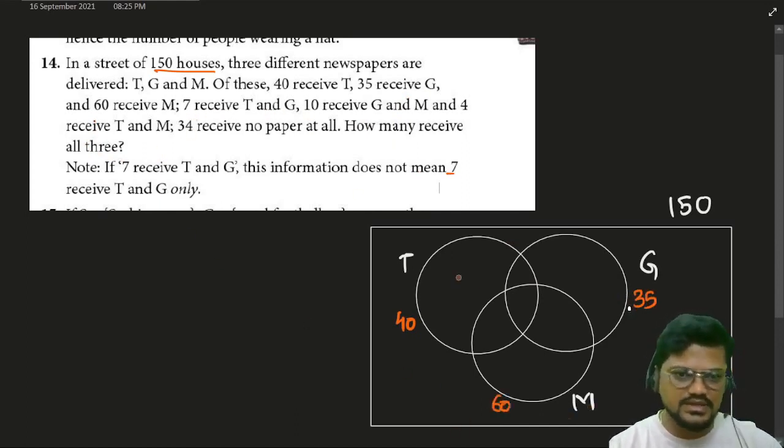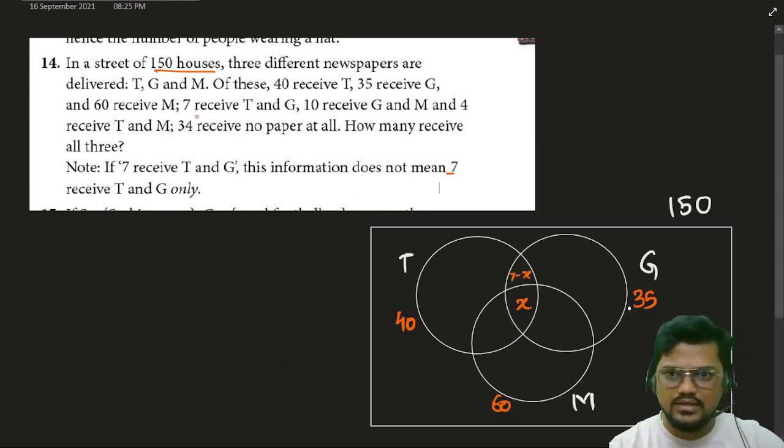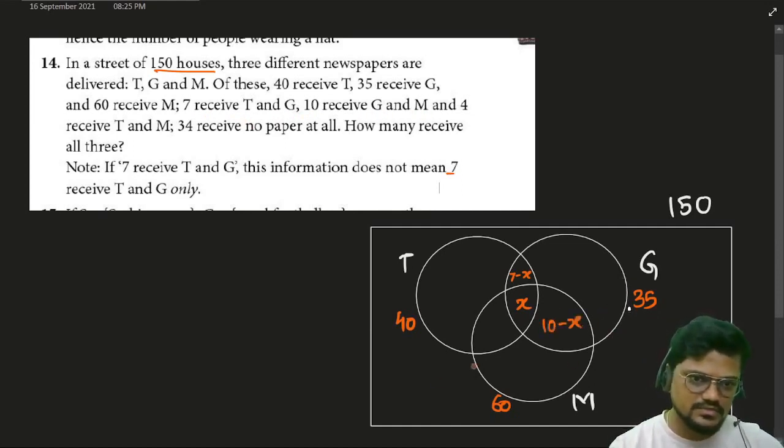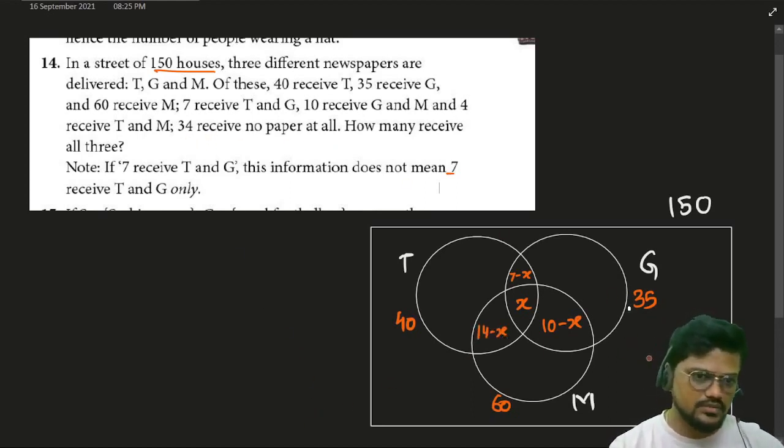7 receive T and G. Now, in this T and G, there are 7. If I say this is X, then this will be 7 minus X. And 10 receive G and M. In G and M, there are 10. So this will be 10 minus X. And 14 receive T and M. So this will be 14 minus X. And 34 receive no paper at all.